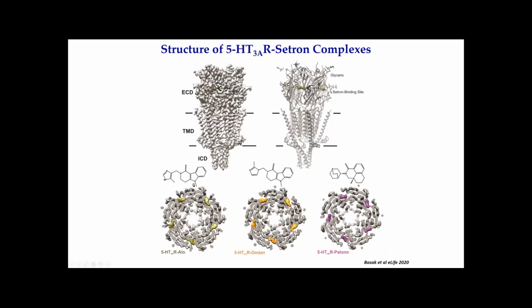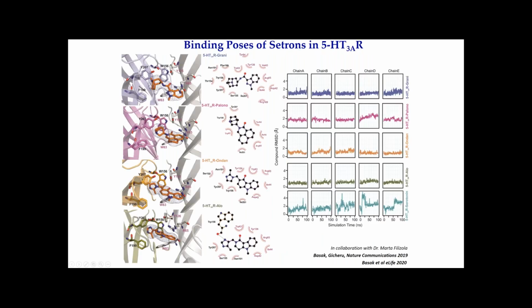We wanted to understand the basis for affinity differences and efficacy differences amongst various cetrons. We solved the structures of each of these cetron complexes. They all bind in a similar way at the same binding pocket, but they have differences in their individual binding interactions with the aromatic residues. So these are the different cetron molecules.